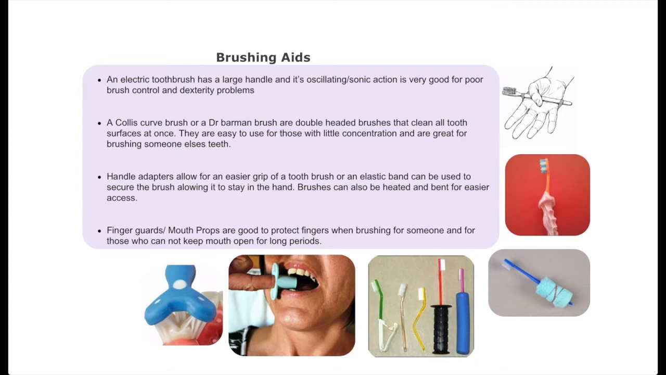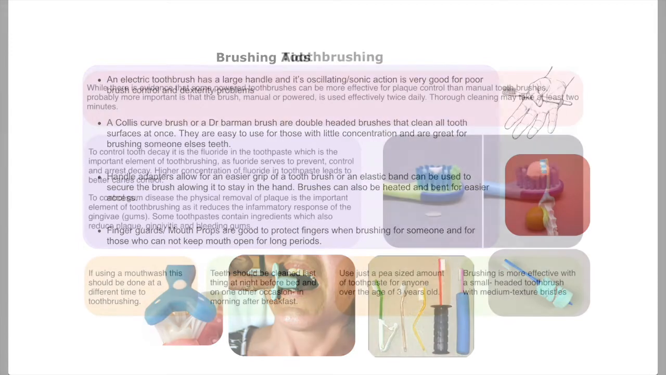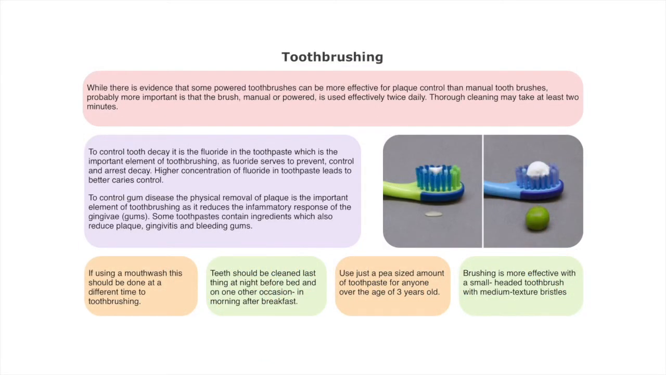Mouth props and finger guards are good to allow someone to bite on when they can't keep their mouth open for long periods. They're also great to prevent you from getting bitten. It's down to personal preference as to whether a manual or electric brush should be used. The important element is that teeth are brushed thoroughly twice a day for at least 2 minutes, in the morning and last thing at night.